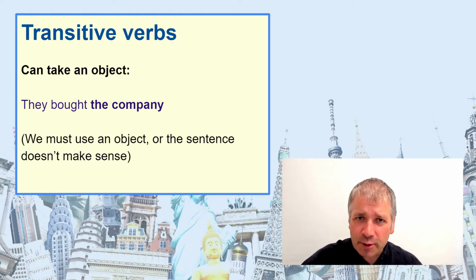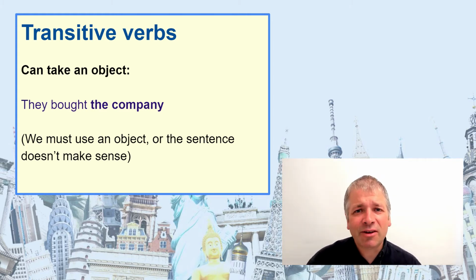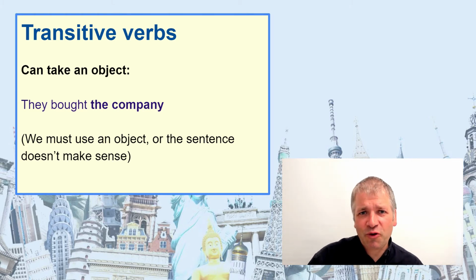We must use an object here, or the sentence doesn't make sense. We cannot just say, they bought. It's not a complete sentence. We need to know what they bought in order to make the sentence complete. Verbs that are like this are called transitive verbs.